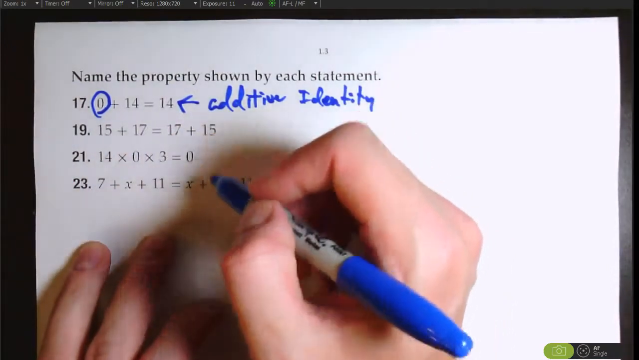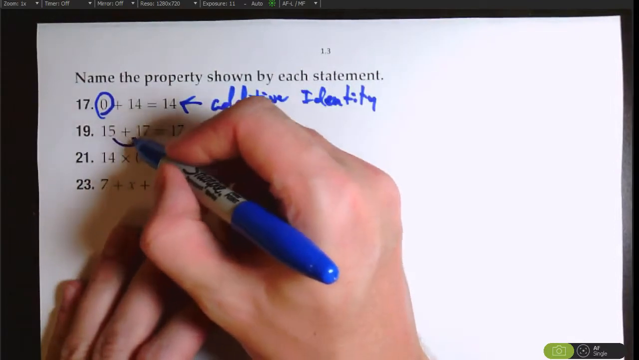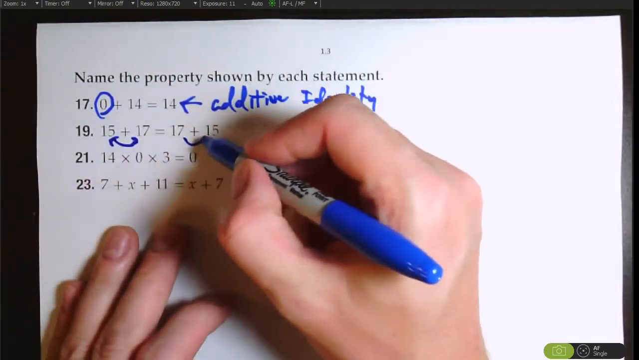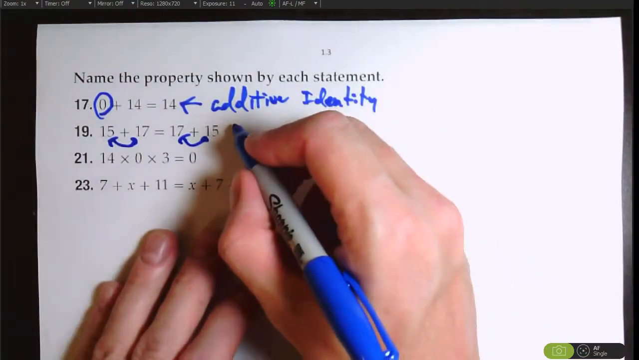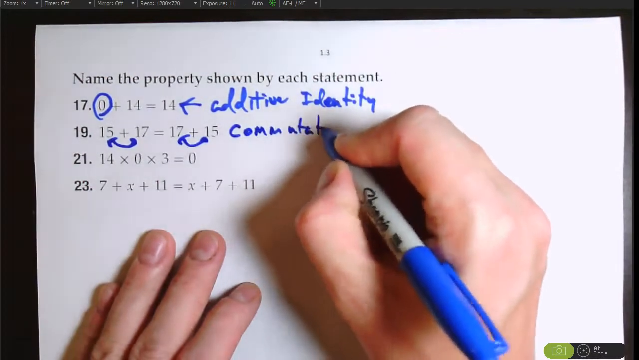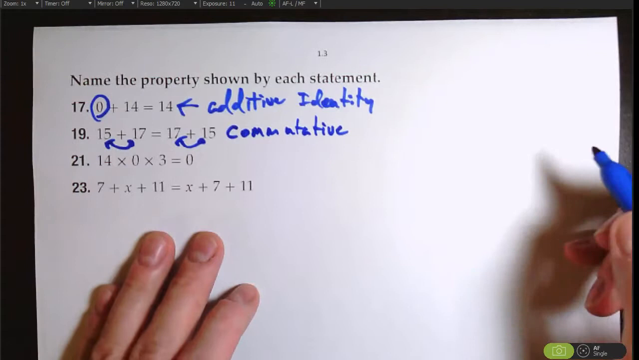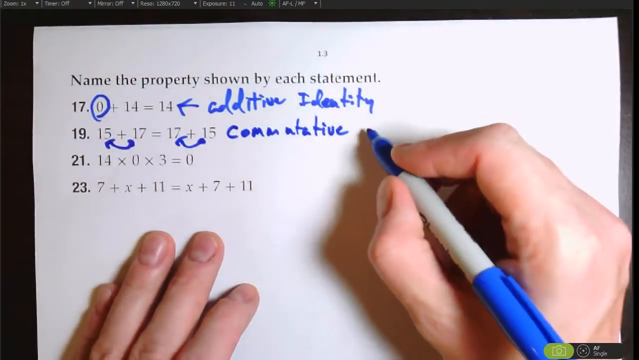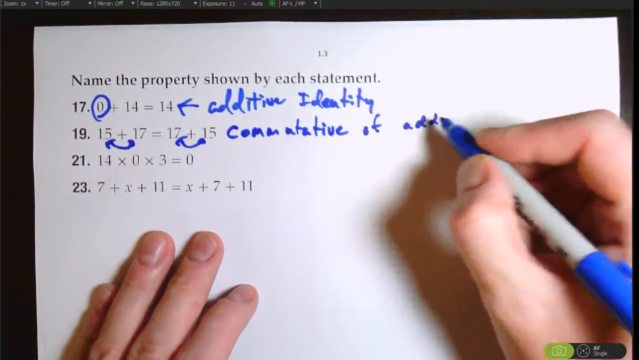We have 15 plus 17 equals 17 plus 15. Looks the same, except this has been swapped. The orders have been changed. So that's called the commutative property, or commutative, depending on how you want to accent it. I always accent as commutative, but I've heard commutative. But the commutative property, and you have to then say of addition, because I'm adding it.